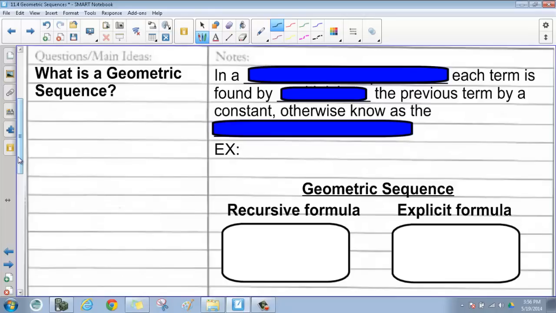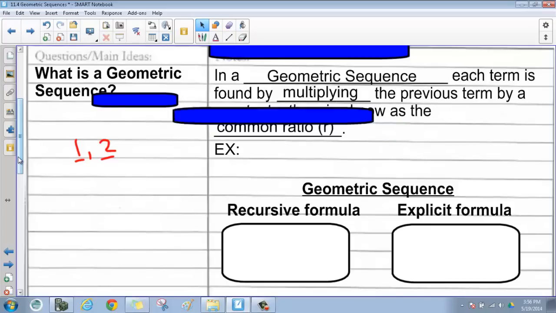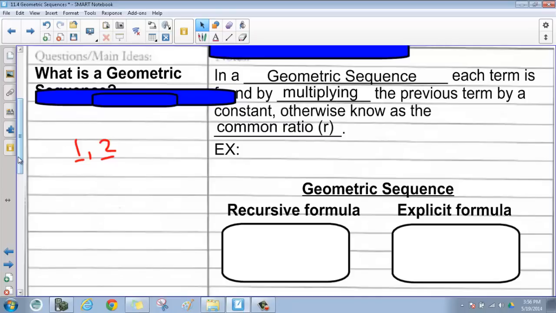Well, here's how I define it. In a geometric sequence, each term, so let's say I have 1, 2, these are terms. Each term is found by multiplying the previous term by a constant, otherwise known as a common ratio. Multiplying each term by a common ratio. That's what a geometric sequence is.